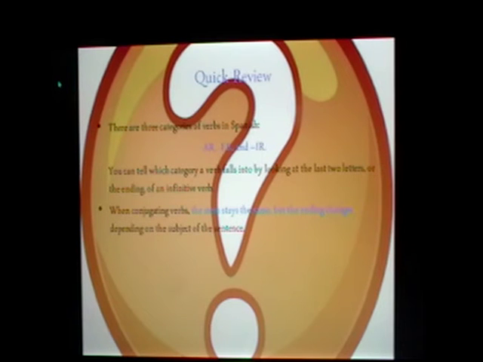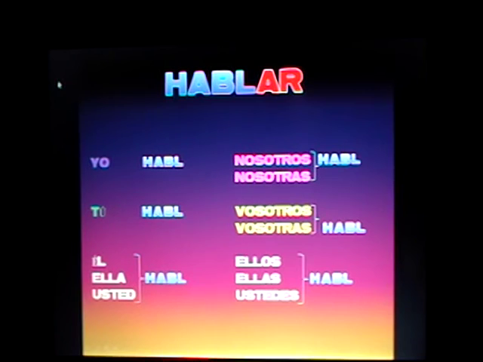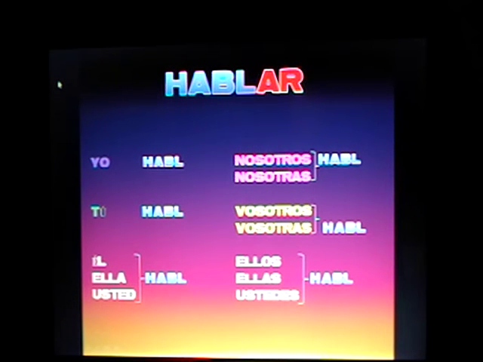When we conjugate verbs, the stem stays the same, but the ending changes to agree with the subject. Verbs must be conjugated or changed to agree with the subject of the sentence. This is not an option. So here we have the verb hablar, which means to speak. You try it. Hablar. Very good.